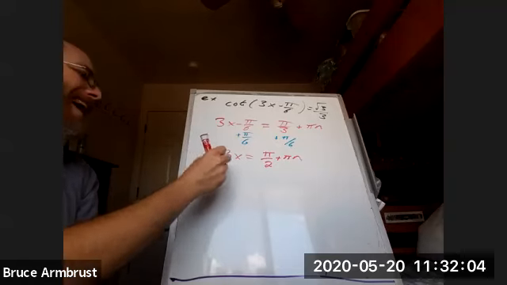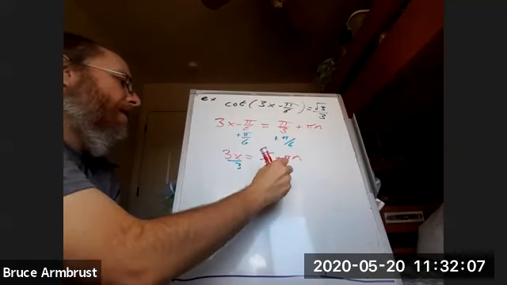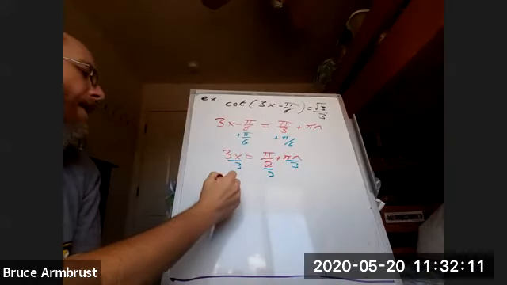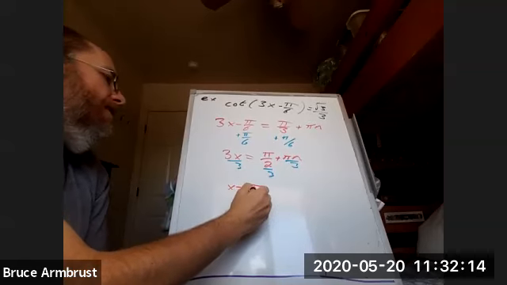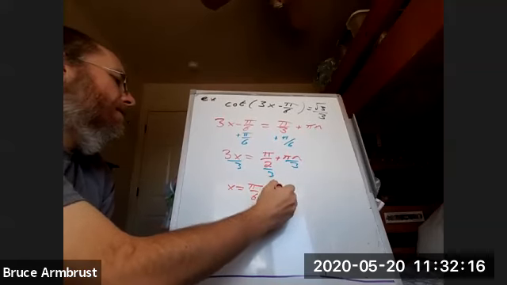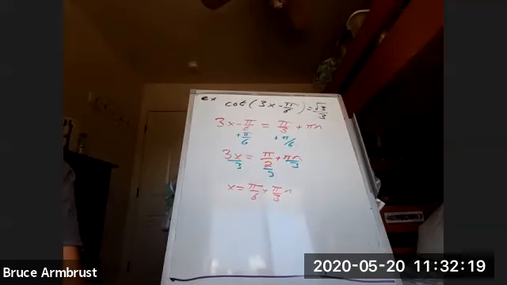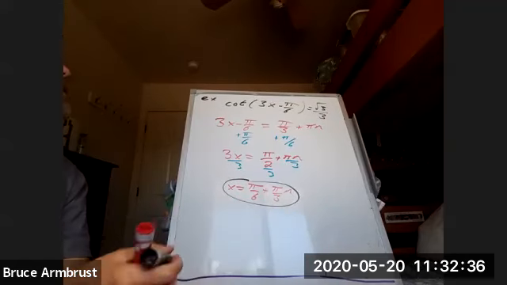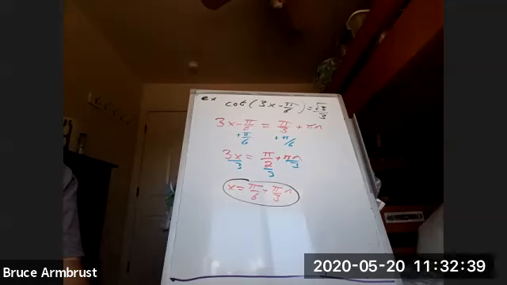All right, and then our last step is to go ahead and divide by 3. So we've got to divide everything by 3. And we get x equals pi over 6 plus pi over 3 times n. And there's the list of all of the solutions to that original equation. If you let x equal any of these numbers, you will get truth.